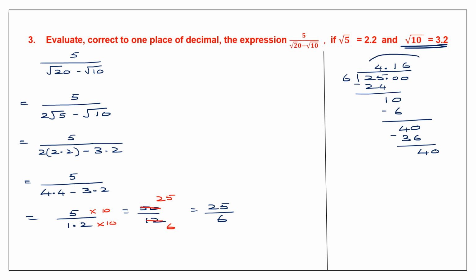Now we need only one decimal place. So 4.16 is the number. When we correct it to one decimal place, we get 4.2. Now how did we get 0.2? Because after 1, the digit is 6, more than 5. If it is 5 or more than 5, we can round this off to the next number. So here we've got 4.2. So that is our answer. We have simplified it to correct to one place of decimal and that is 4.2.